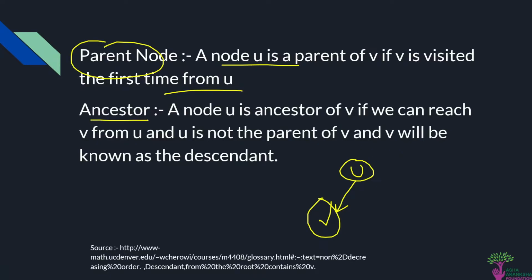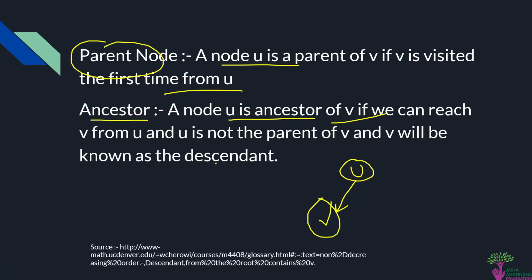So moving on, what is an ancestor? U is an ancestor of V if we can reach V from U and U is not the parent of V, which means that there exists a path from U to V, but U is not the parent of V. In that case, U will be known as its ancestor and V will be known as the descendant.